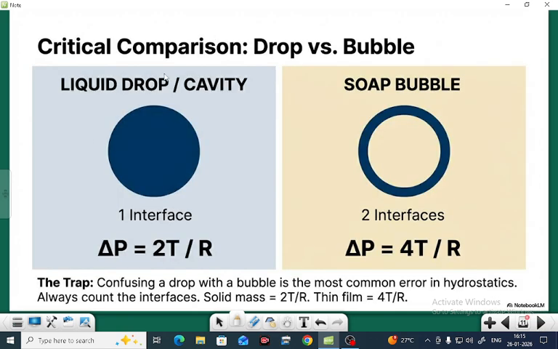And you see the critical comparison, drop versus bubble. Either it is a liquid drop or a cavity, delta P is equal to 2T by r, but in the case of a bubble, it has two interfaces, so delta P equals 4T by r. Confusing a drop with a bubble is the most common error in hydrostatics. Always count the interfaces. Solid mass, 2T by r. Thin film, 4T by r.